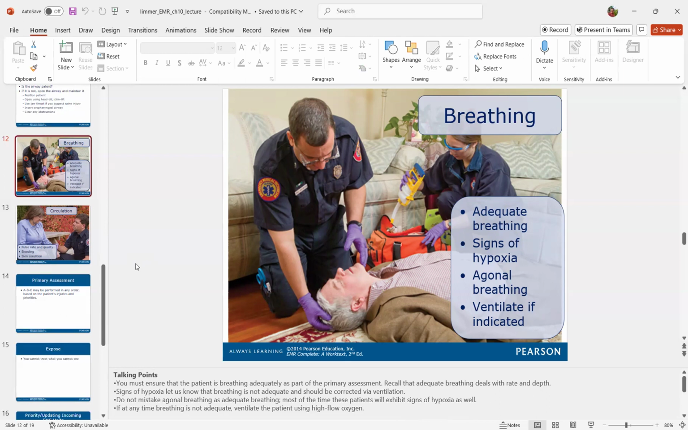Agonal breathing, again, we're not going to mistake that with regular breathing. It's not adequate. Most of the time, these patients are exhibiting signs of hypoxia as well because agonal breathing is not really breathing. If at any time breathing is not adequate, we're going to ventilate that patient using high flow oxygen. Get our bag valve mask out, hook it up to 15 liters, and start bagging them.